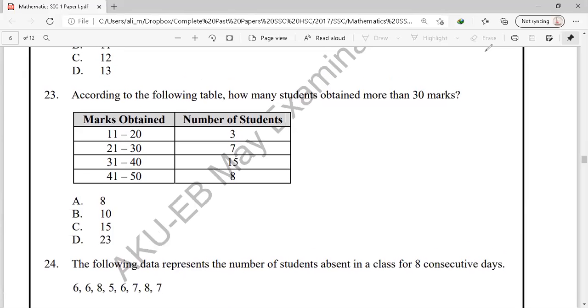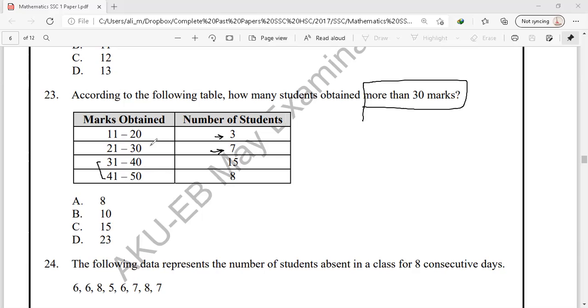So next we have question number 23. And in question number 23, according to this table, how many students obtain more than 30 marks? So for marks obtained from 11 to 20, we have three students. From 21 to 30, we have seven students.